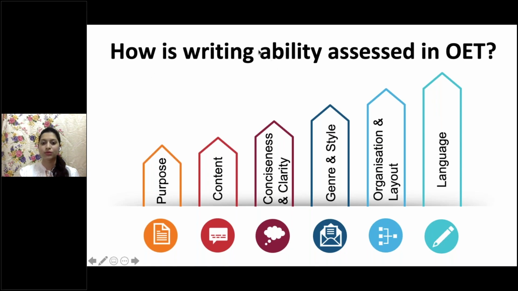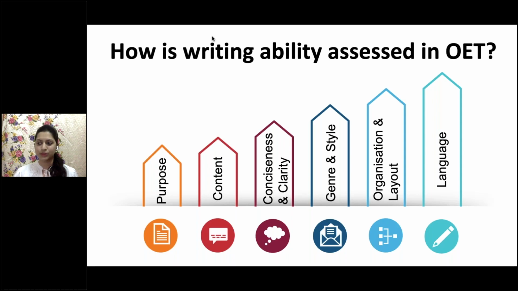All right. So how is the writing ability assessed in the OET? So why do we need to look into this? See, understanding how your writing is evaluated by the OET assessors is an important step in performing better for your test. So your performance is recorded against 6 criteria that is visible on the screen right now. So the first one, purpose. So you will need, as I've already mentioned, a 2 out of 3 for purpose.